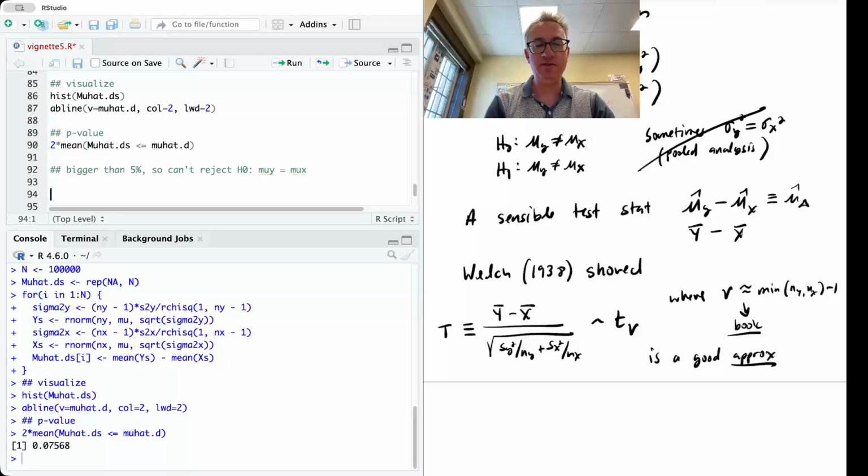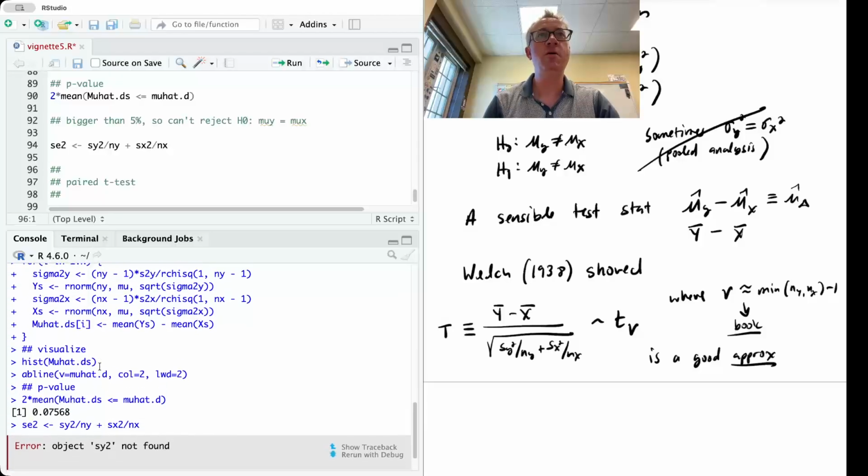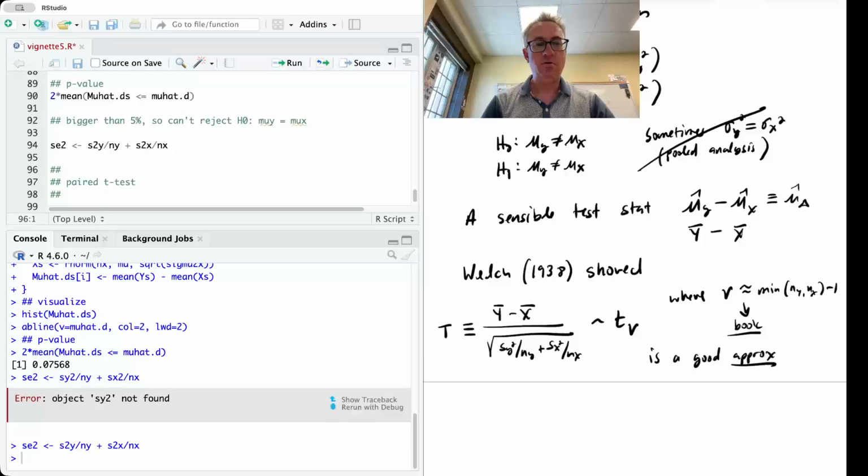So I can calculate the squared standard error as sy squared over ny plus sx squared over nx. Right, so that's following the denominator. Oops, I don't have an sy squared. Oh, I called it s2y, sorry. Not sy2. I don't know why I inverted those. Okay, that's what you get for recording live. The standard error is the square root of that.